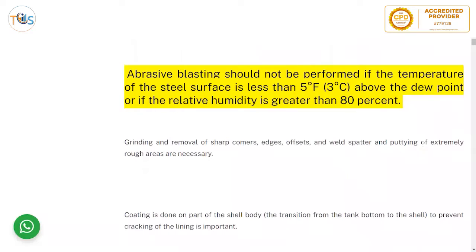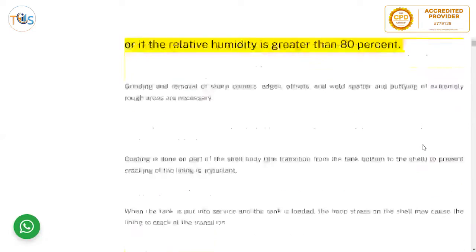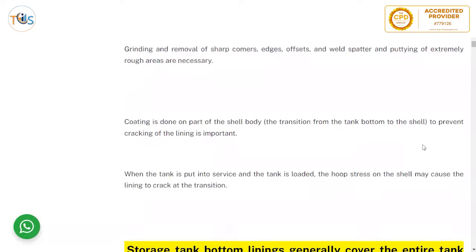Abrasive blasting should not be performed if the temperature of the steel surface is less than 5 degrees Fahrenheit or 3 degrees centigrade above the dew point, or if the relative humidity is greater than 80%. Grinding and removal of sharp corners, edges, offsets, and weld spatter, and putting in of extremely rough areas are necessary.